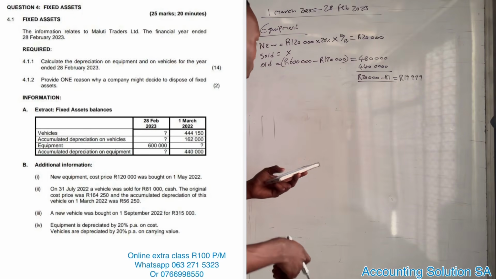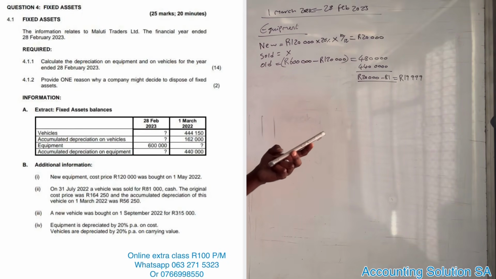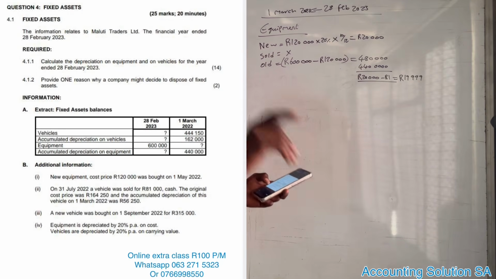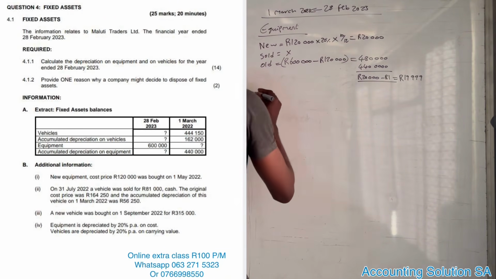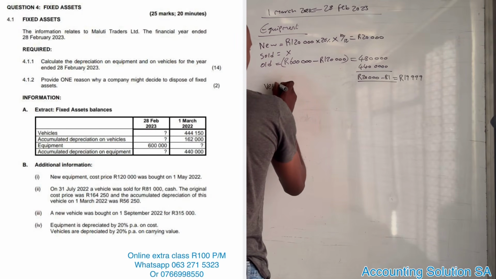Okay, now we are done with equipment. We applied the 1 rand rule, and I believe that you have learned something in this 1 rand rule. Okay, now let's calculate vehicles.